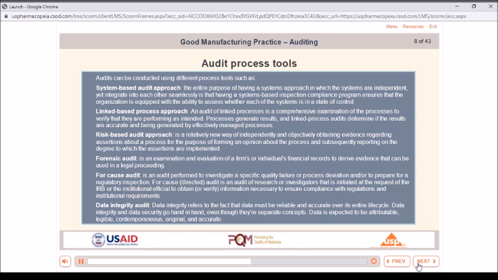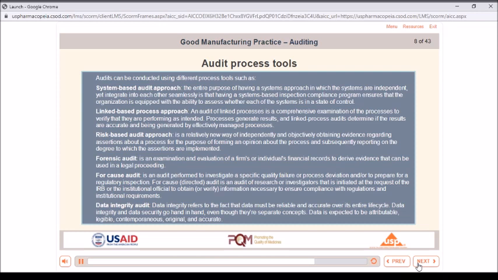For-cause audit is an audit performed to investigate a specific quality failure or process deviation and/or to prepare for a regulatory inspection. For-cause directed audit is an audit of research or investigators that is initiated at the request of the IRB or the institutional office to obtain or verify information necessary to ensure compliance with regulations and institutional requirements.